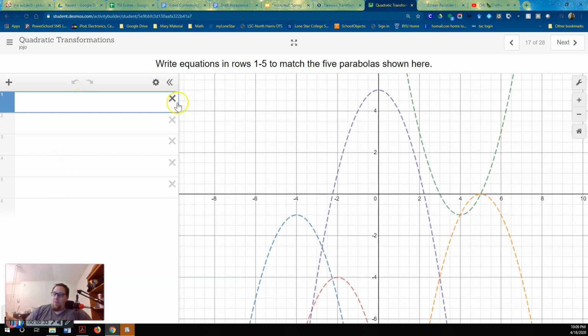Okay, so the question is, the person was getting stuck on what to do with these graphs and how to transform her graph to match up with each of these. Now, there are 5 graphs here, which means we need to make 5 equations. You should always start with your parent graph.